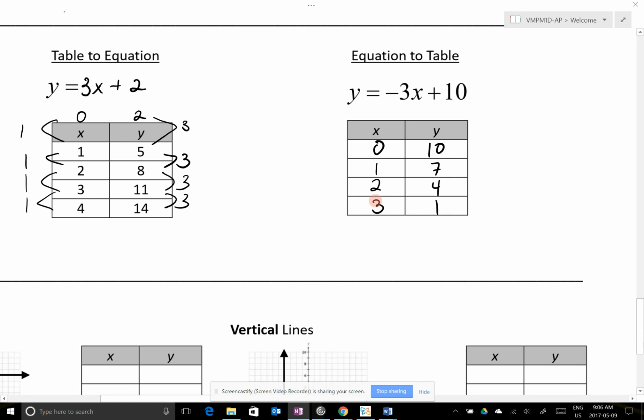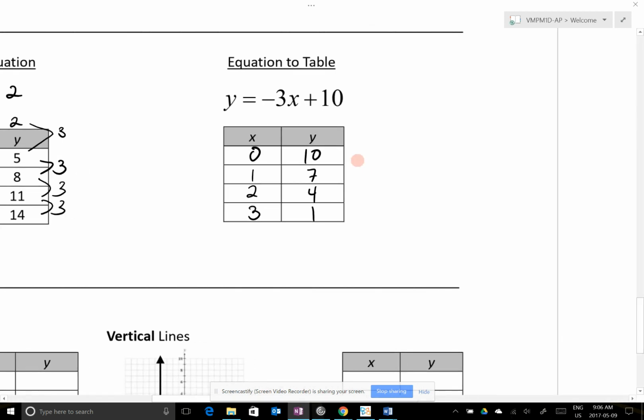Okay. So I just make a note here. This is my y-intercept starting value.